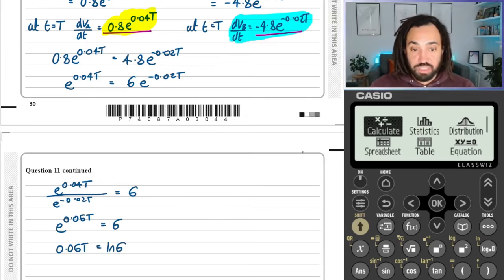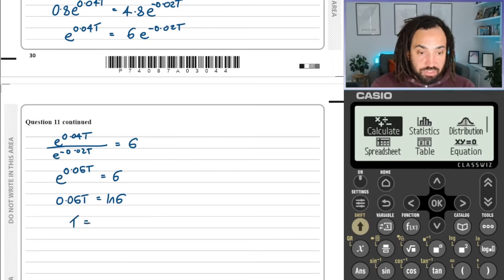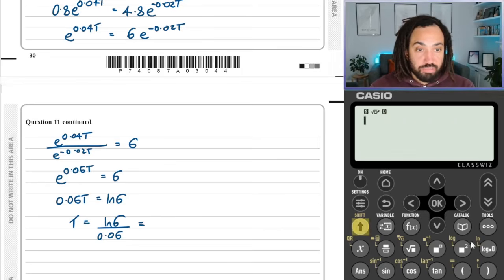Then we can take the natural logarithm of both sides, which cancels out the e, because taking the natural logarithm of both sides is the inverse of e to the power something. And then we can divide through by that 0.06 to get our final answer here, which we can do on our calculator. So it's ln of 6, and that is over 0.06.